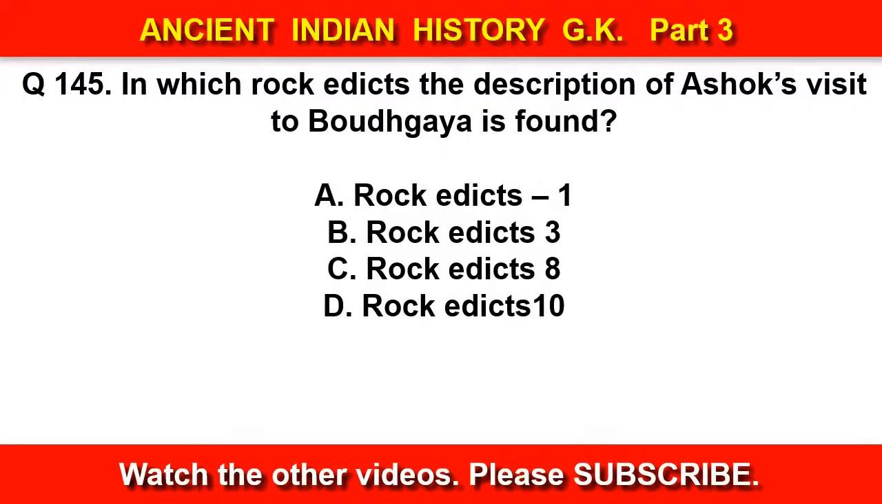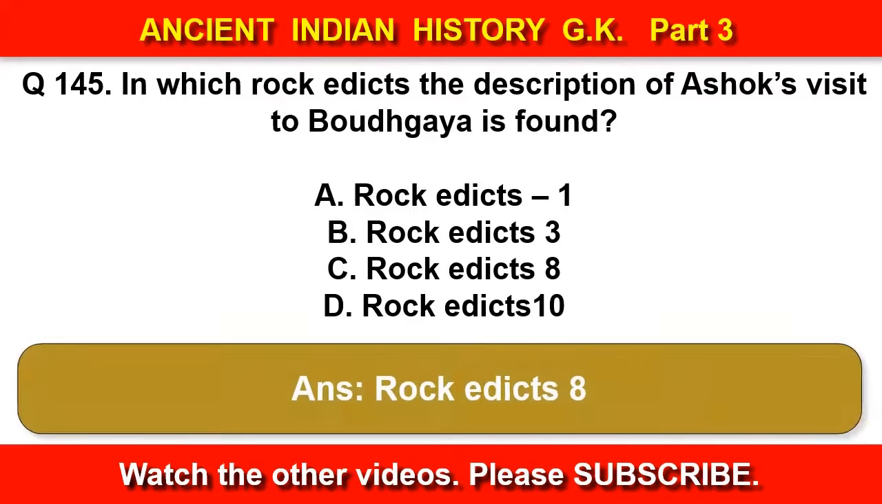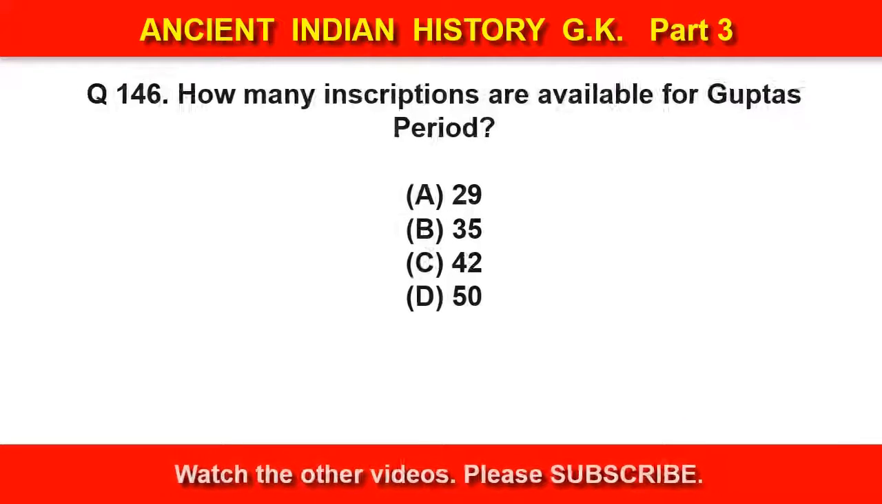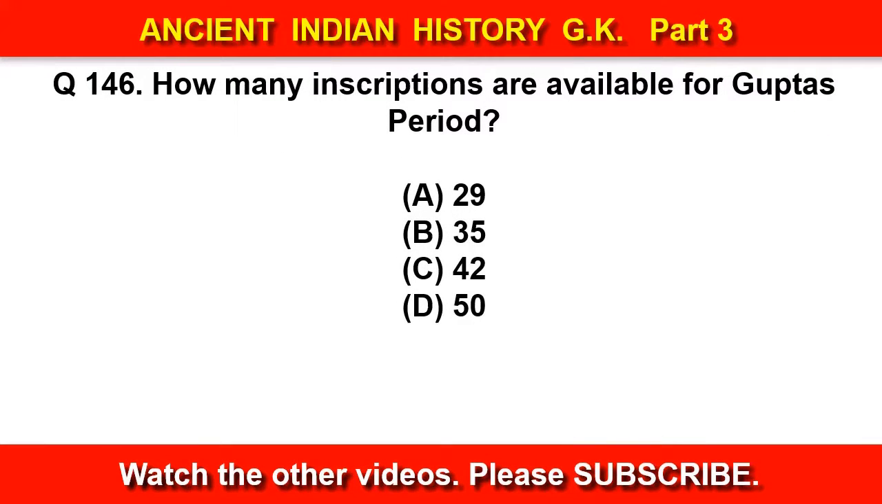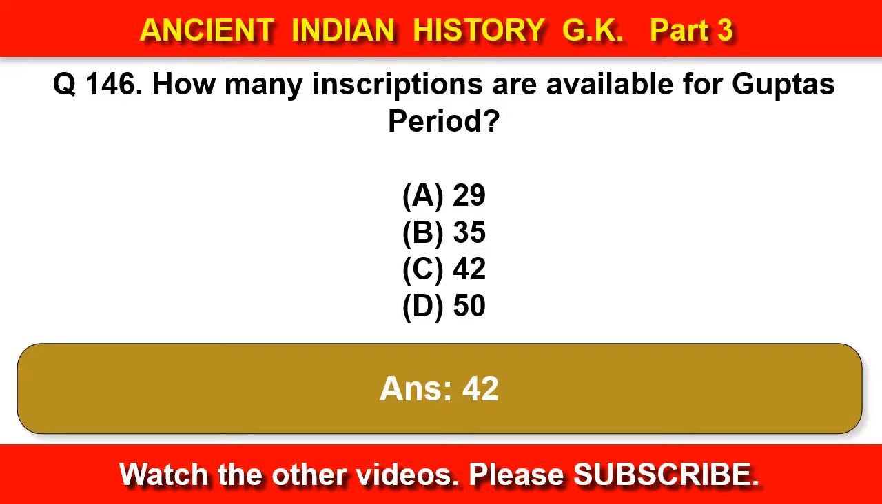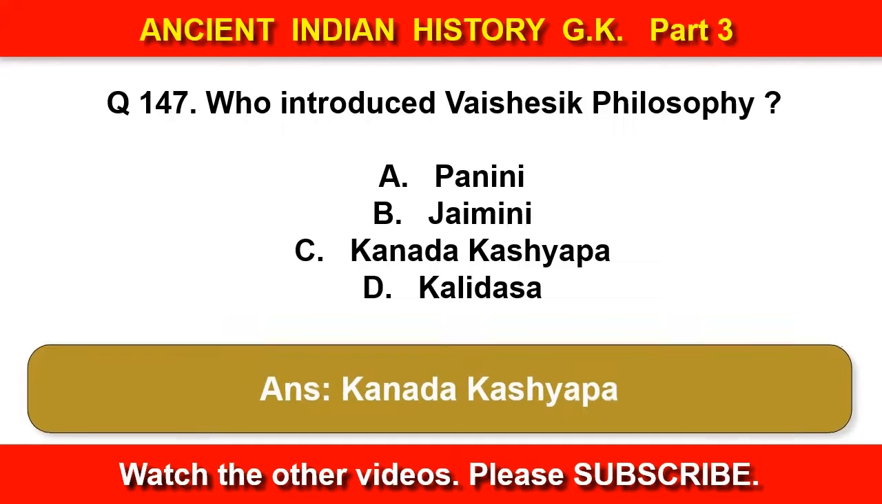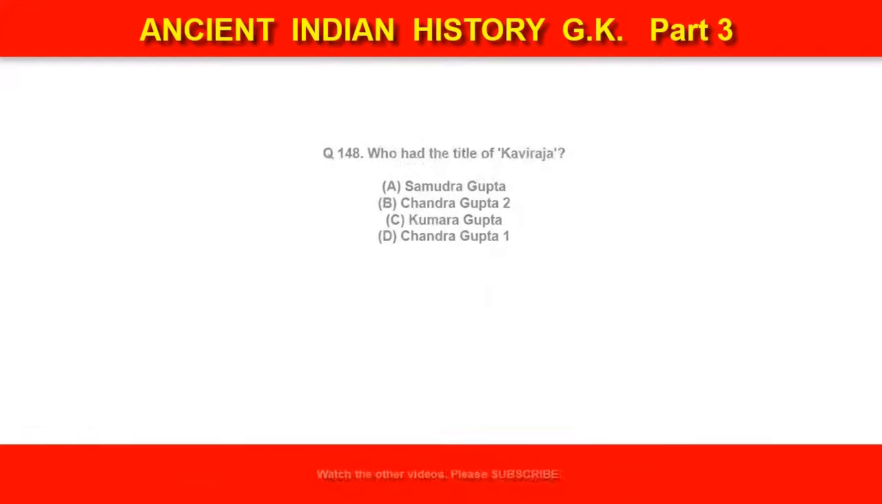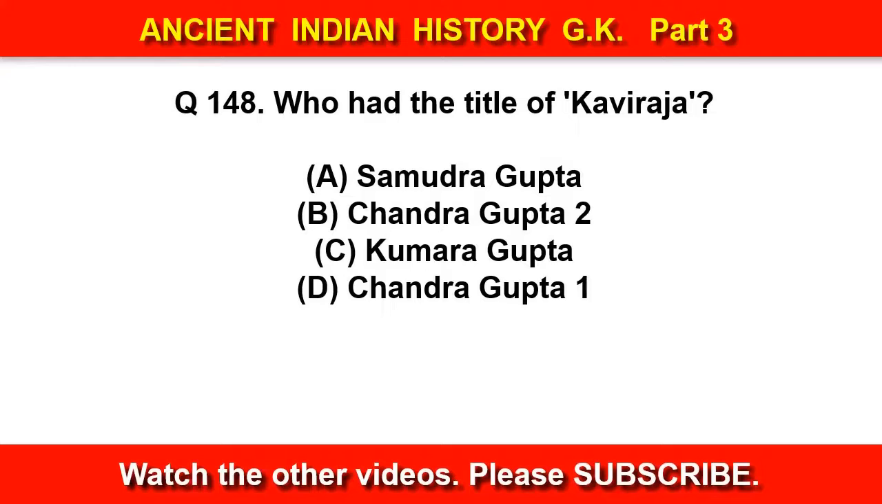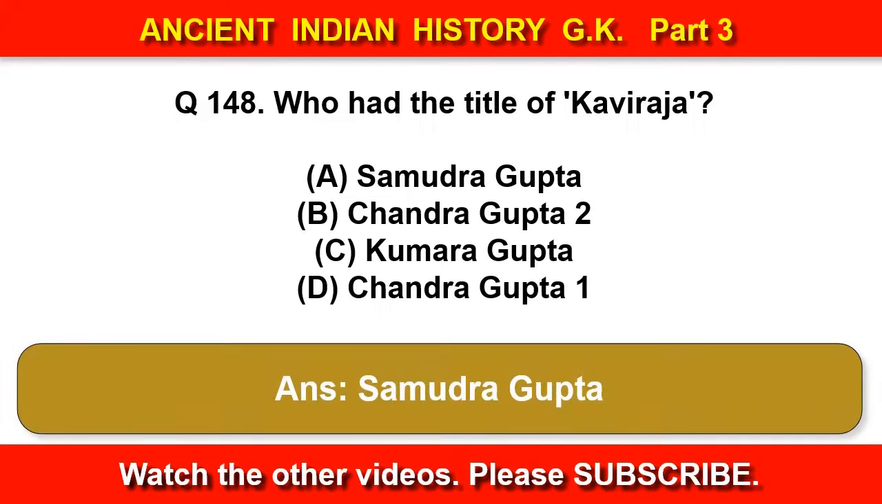In which rock edicts the description of Ashok's visit to Bodh Gaya is found? Rock Edict 8. How many inscriptions are available for Gupta period? Who introduced Vaisheshik philosophy? Kanada Kashyapa. Who had the title of Kavi Raja? Samudragupta.